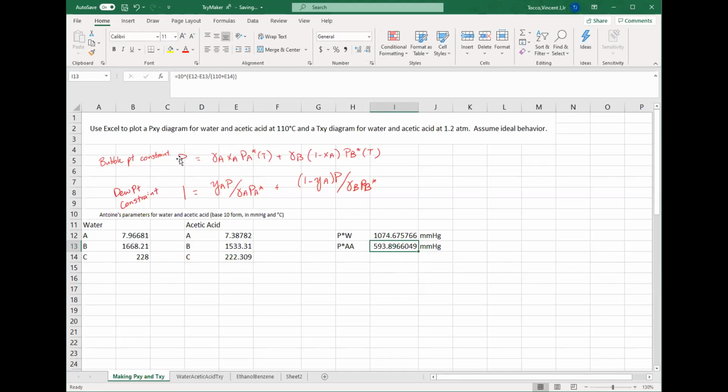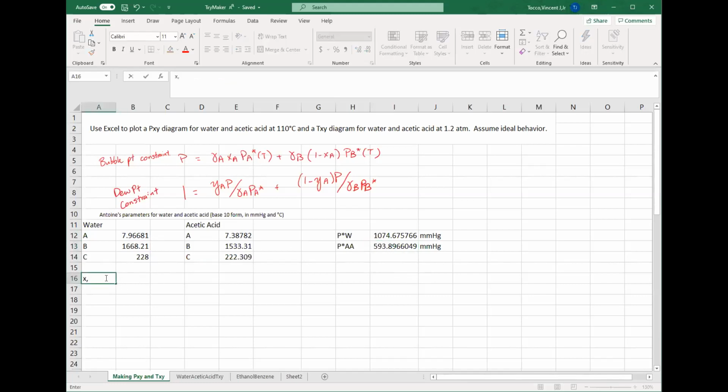So in order to solve for the P, I need to set a range of values for XA. And I also need to assign which chemical, water or acetic acid, is going to be my component A. The typical convention in separations is that the more volatile component is assigned as component A. So looking at my vapor pressures, vapor pressure of water is higher than that of acetic acid. So water is going to be more volatile, and therefore it's going to be my component A.